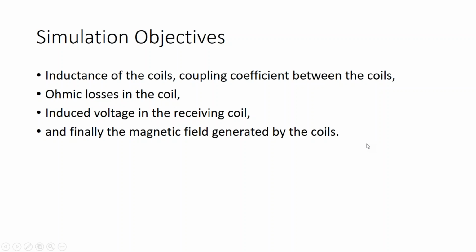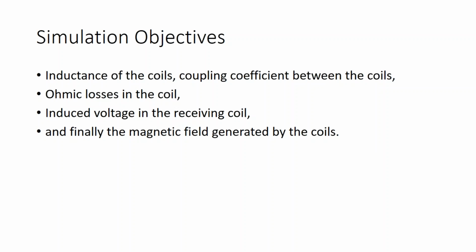Now when we are doing a simulation, it's a good idea to have some objectives for the simulation. Some of the objectives for our simulation today are the following. First of all, we would like to understand what the electrical characteristics of these coils are. For example, what is the inductance of the coil? What's the coupling coefficient between the two coils given a particular position?